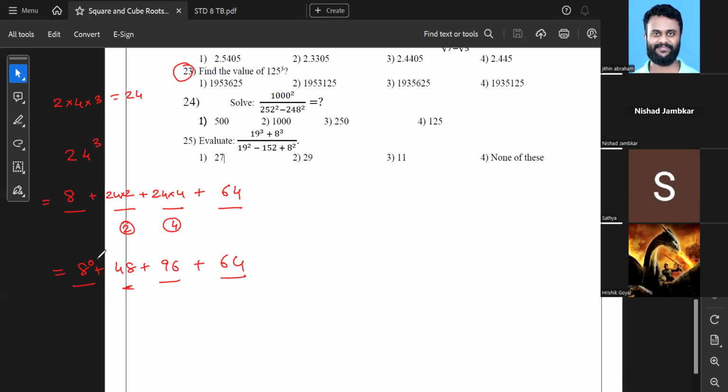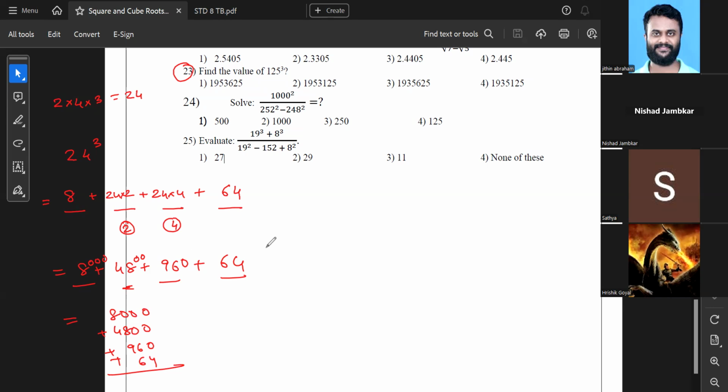On the first number, you add 3 zeros. On the second number, you add 2 zeros. On the third number, you add 1 zero. And on the fourth number, no zeros. So 3 zeros, 2 zeros, 1 zero, and no zeros. Now you add 8,000 plus 4,800 plus 960 plus 64. That's how you get your answer.